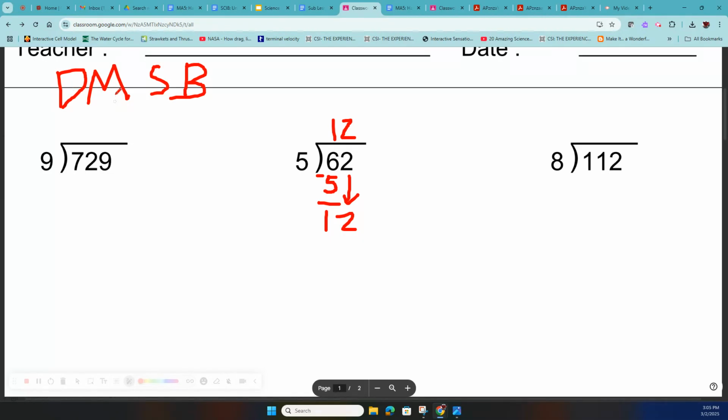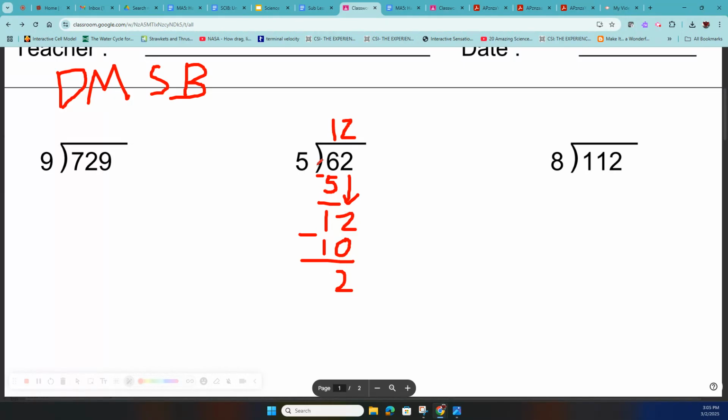Next step. Multiply. 5 times 2. That's 10. Next step. Subtract. 12 take away 10 is 2. Next step. Bring down. There's nothing else to bring down. Well, uh-oh. Notice. This time, we didn't end up with 0. And that means I have remainders.